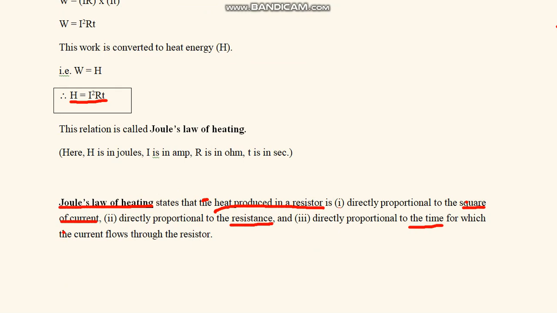Means the larger the value of current passed, the more will be the heat produced. The larger the value of resistance through which current is passing, the more is the heat produced. The larger the time for which current is passed, the more is the heat produced. So this is Joule's law of heating.